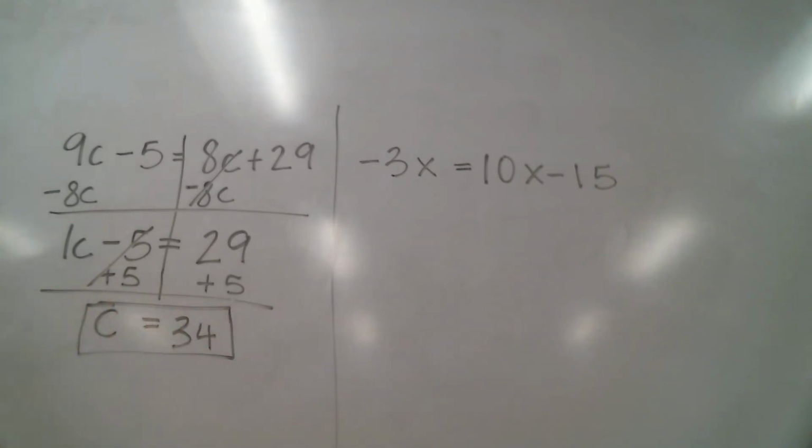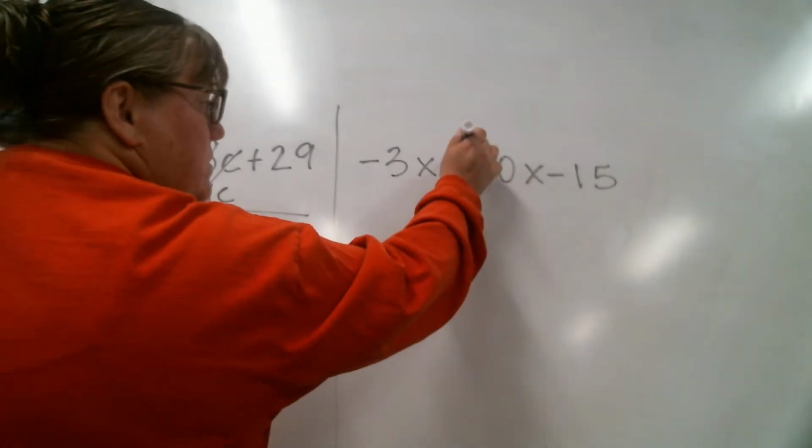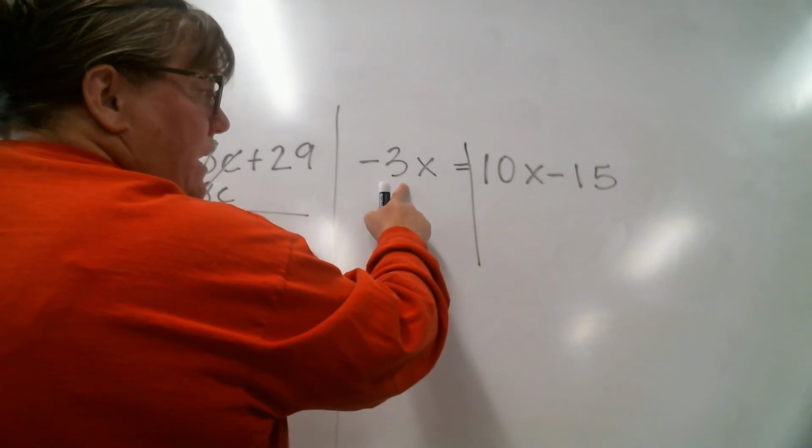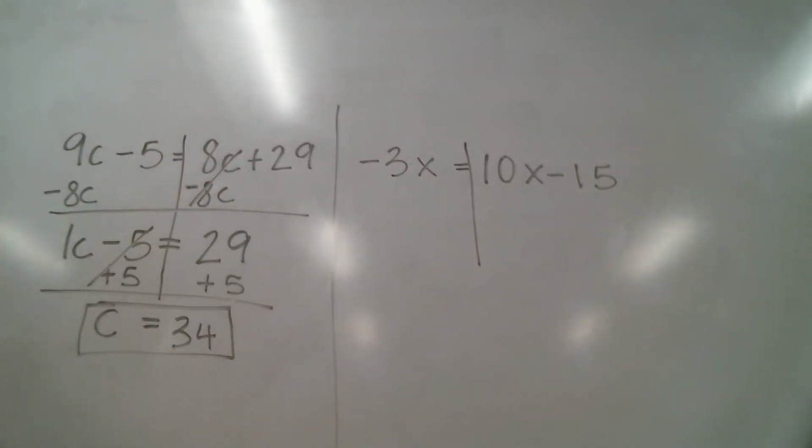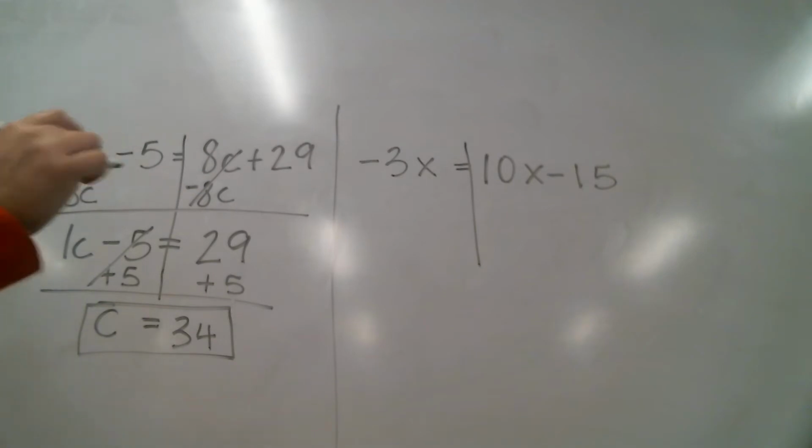Okay, so this is how all of our problems are going to look today. They're going to have a variable on both sides, and the first thing you need to do is to move the variable from one side to the other. Okay, so let's look at this one. If you look, we've got a -3x on this side and a 10x on that side. So we're not combining them up, we're moving one from one side to the other.